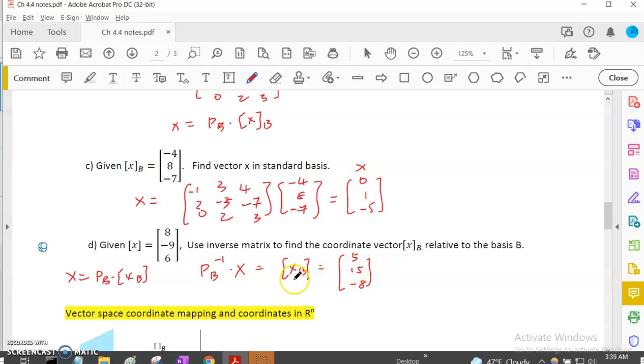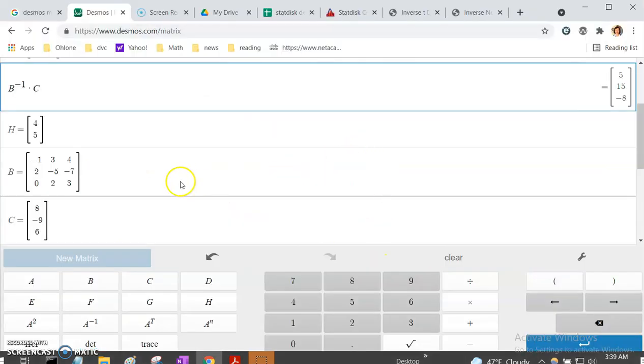So this is the new coordinate according to this B. Another method, the second method, which is my preferred method, is actually just to do the RREF of the matrix 1, negative 2, 0, 3, negative 5, 2, 4, negative 7, 3, and then solving for 8, negative 9, 6. So do I have it?